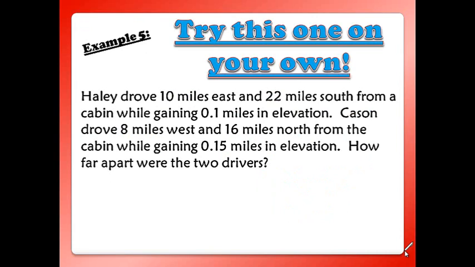Here's an example for you to try on your own. Haley drove 10 miles east and 22 miles south from the cabin while gaining 0.1 miles in elevation. Kason drove 8 miles west and 16 miles north from the same cabin while gaining 0.15 miles in elevation. How far apart were the two drivers? So here we have 2 points in 3D space. You can use the distance formula to find the distance between those two drivers.